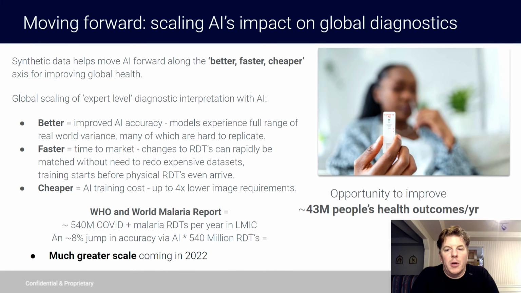So hopefully today you've been able to see how we are leveraging synthetic data and its impact in terms of improving AI. To summarize, synthetic data is basically helping AI move forward along the classic better, faster, cheaper axis for improving global health. To break that down a bit, better means not just improved AI accuracy, but also improved AI model robustness. That's because, as you've seen, we're able to have the models experience a full range of real-world variants, a lot of which are hard to replicate.